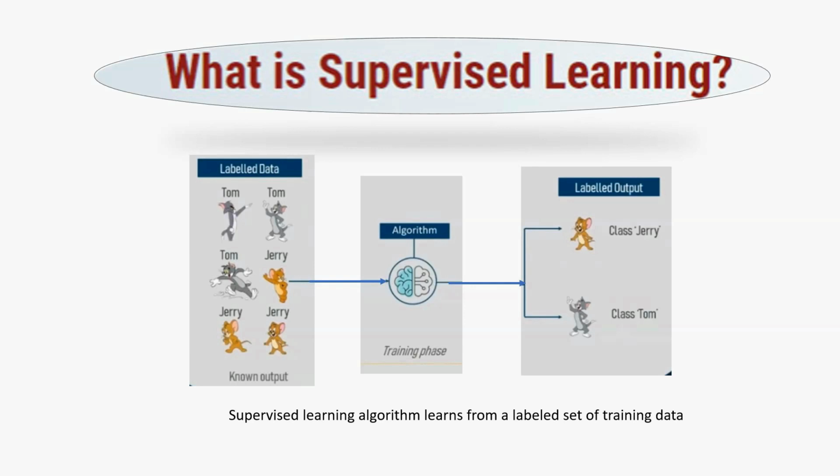If an unknown image is given, the model can identify the features available in the input image, and it will classify the image into either the class of Jerry or the class of Tom. So supervised algorithms mainly work based on the labeled set of training data.